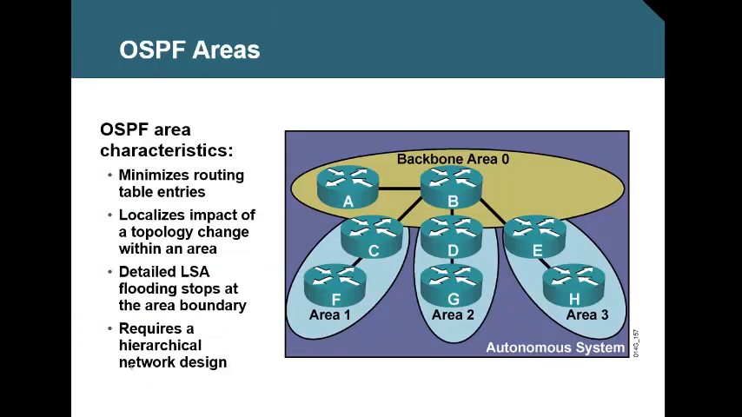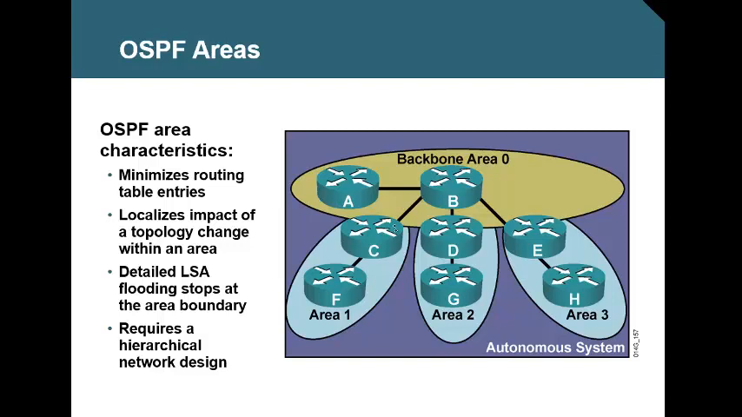Now, what is the advantage of having areas? This we also saw in the previous class. We get a summarization point. C, D, and E are the summarization points. You cannot summarize on F or G or H or A or B. OSPF never allows you to do summarization there. You can do summarization only on the ABR.